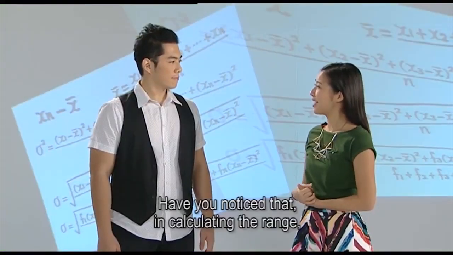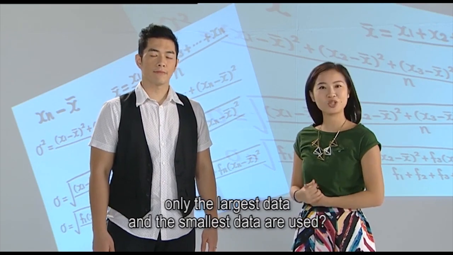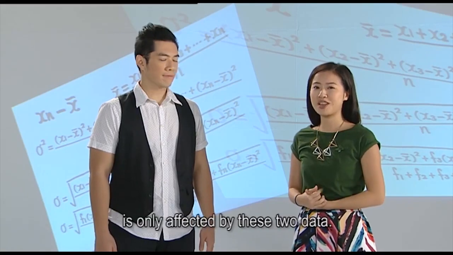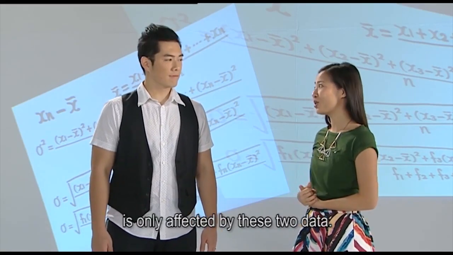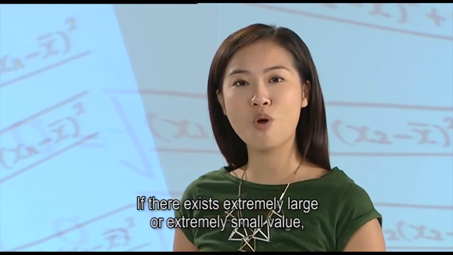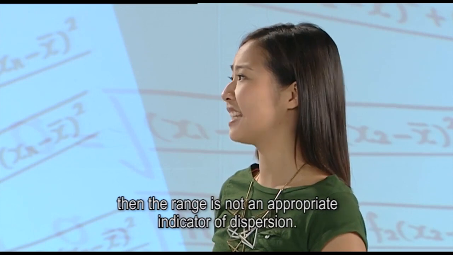Have you noticed that in calculating the range, only the largest data and the smallest data are used? The value of the range is only affected by these two data. If there exists an extremely large or small value, then the range is not an appropriate indicator of dispersion.